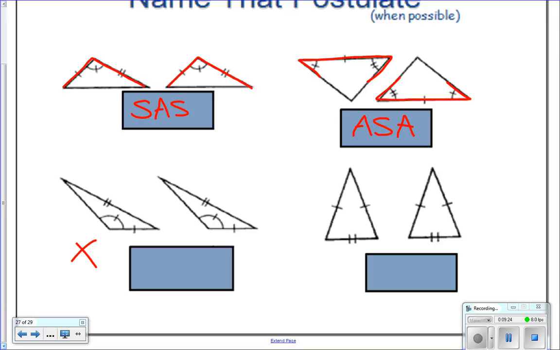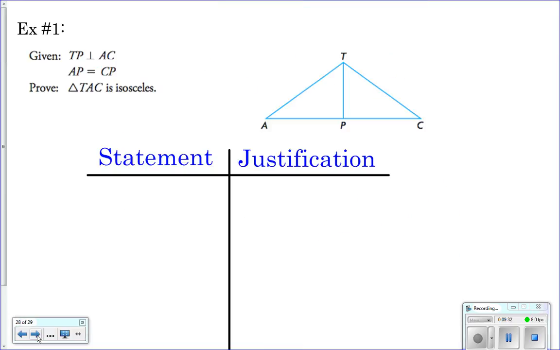And then the last one, we've got side, side, side, side, side, side. So that does apply to one of our postulates. So we're good to go there. Our last example is a little bit more putting this in context of what you guys are going to be doing.